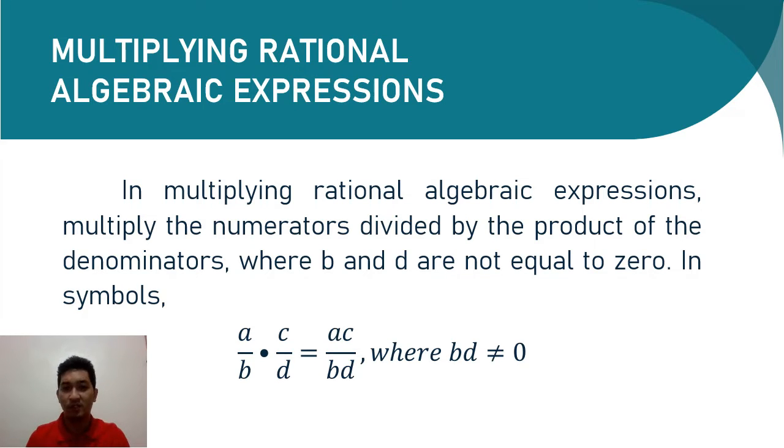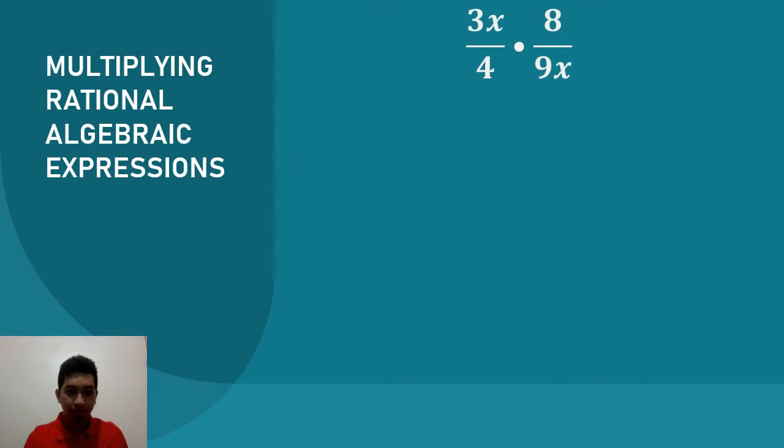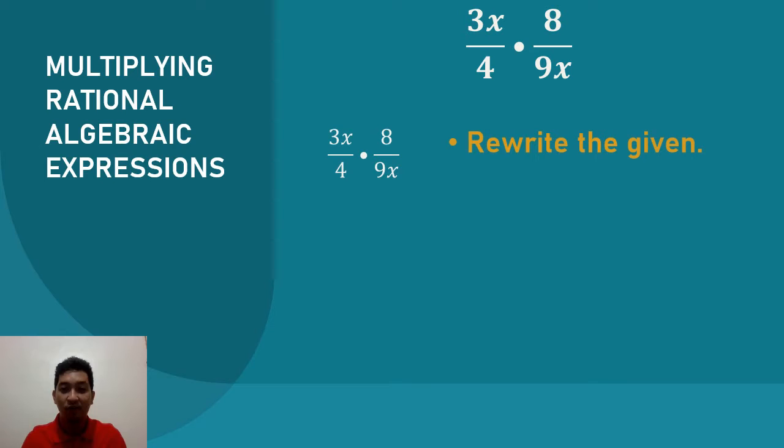Let's have an example. We are given 3x over 4 times 8 over 9x. How do you multiply this type of rational algebraic expression? With simple rational numbers, you just multiply 3 times 8 over 4 times 9. But this time you were given the variable x, so it has something to do with rational algebraic expressions now. So how do we multiply it? Here are the steps. First, you have to rewrite the given.